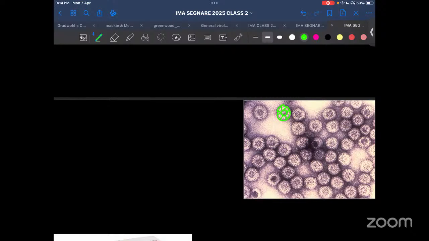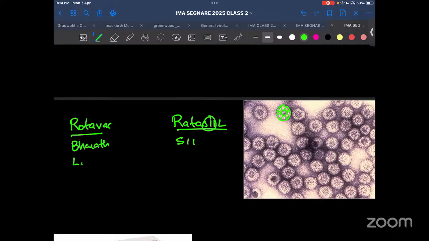Now we have vaccine. 2 vaccines are there. Rotavac. Okay, 2 vaccines that you should know. Rotavac and Rotacil. Both of them developed in India. Rotavac developed by Bharat Biotech. And Rotacil developed by Serum Institute of India. Both are live attenuated vaccine. Both are oral vaccine and given in 6, 10, 14 weeks. Okay, so that is about Rota.